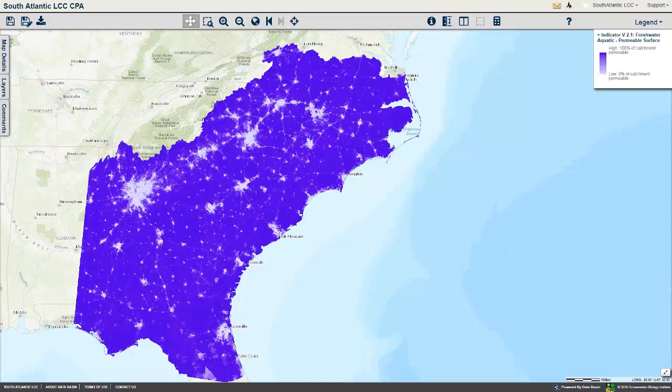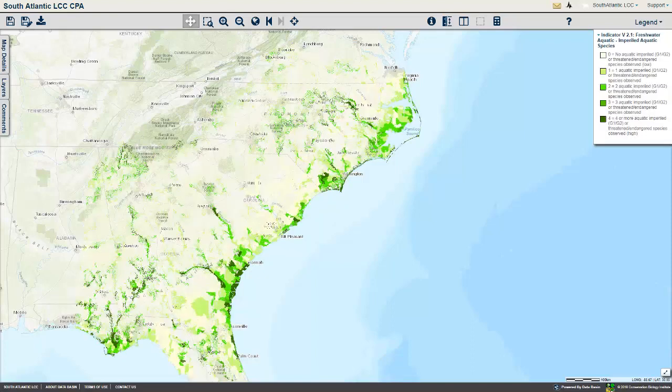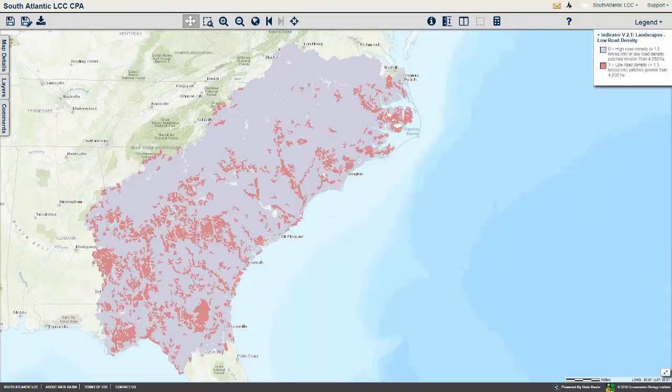Permeable surface measures the percent of non-impervious land cover by catchment. Imperiled aquatic species measures the number of aquatic species in each watershed that are ranked as G1 or G2 or are federally listed as threatened or endangered. That's it for the freshwater aquatic indicators. Next are the landscapes indicators. These are intended to capture the connections across terrestrial systems.